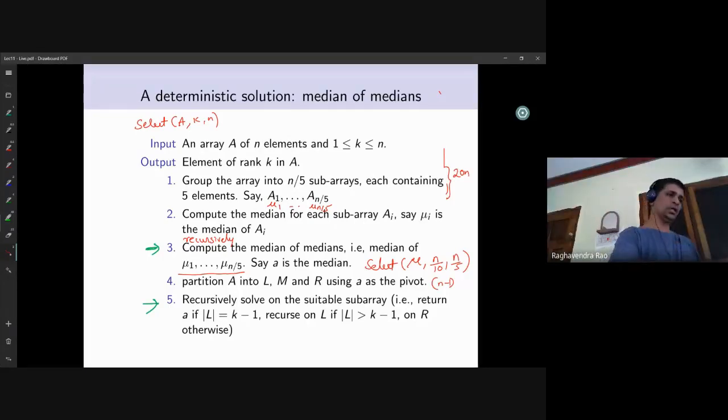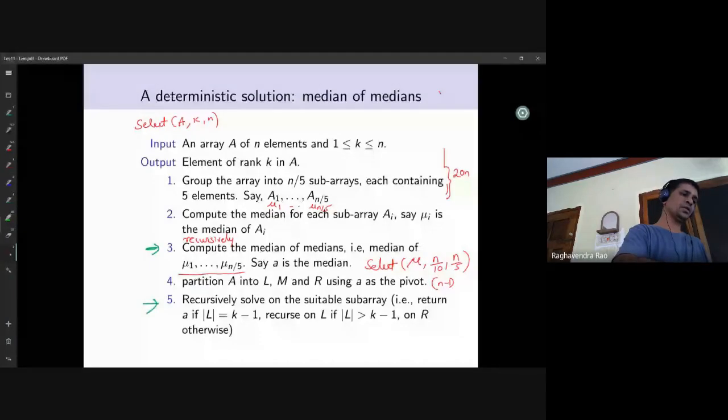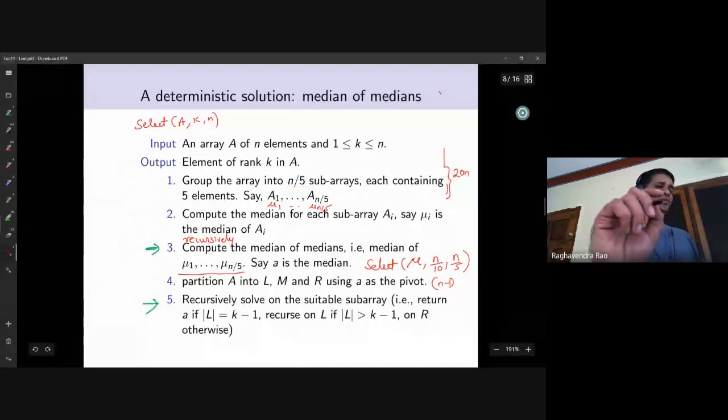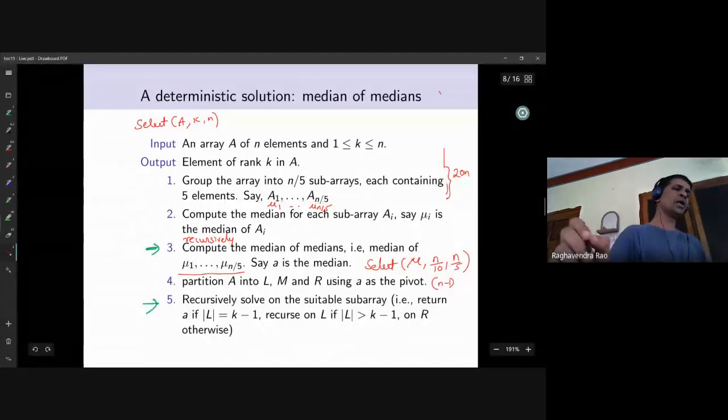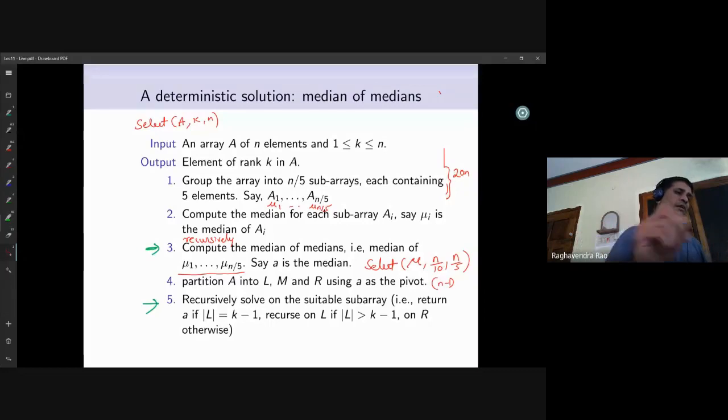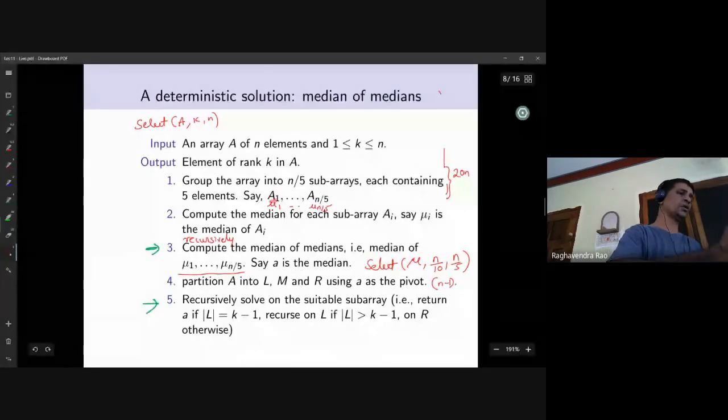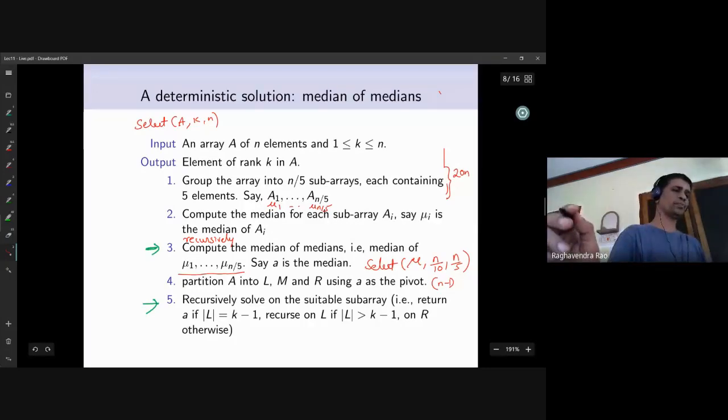Just to summarize, what we do is first subdivide the array into n by 5 subarrays, each of size 5. For simplicity, we assume 5 divides n. Let's call these arrays a1 to a n by 5. By brute force or any of your favorite methods, on each subarray you compute the median, which can be done for each subarray in a constant number of operations, let's say 20. So in 20n comparisons, you can get n by 5 medians. Let's call these mu1, mu2, etc., mu n by 5.